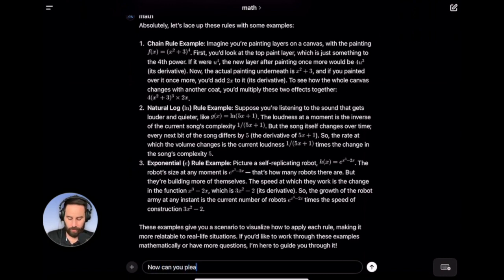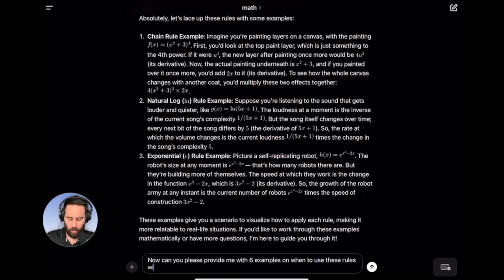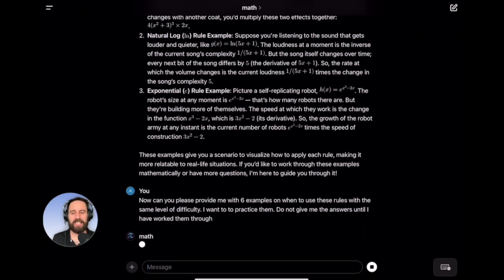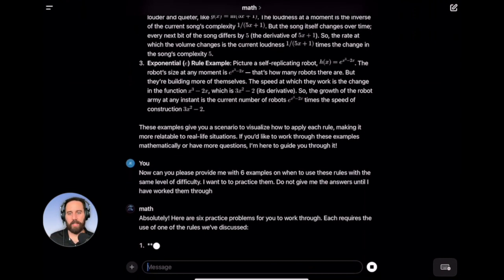Now, can you please provide me with 6 examples on when to use these rules with the same level of difficulty? I want to practice them. Do not give me the answers until I have worked them through. Boom. You want to help yourself, right? The only way to do that is to practice.